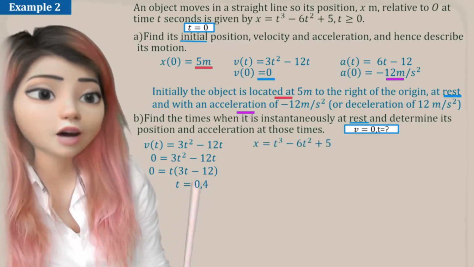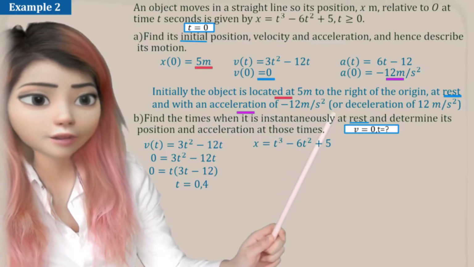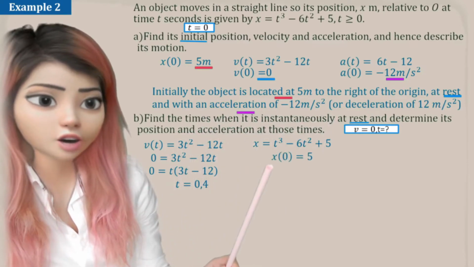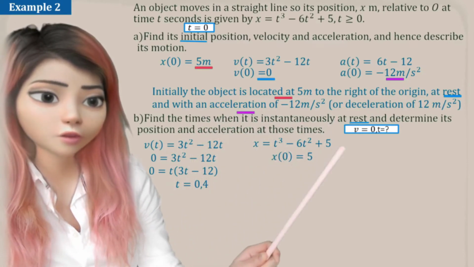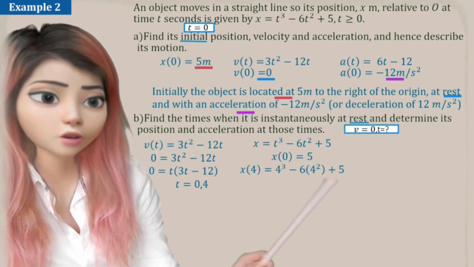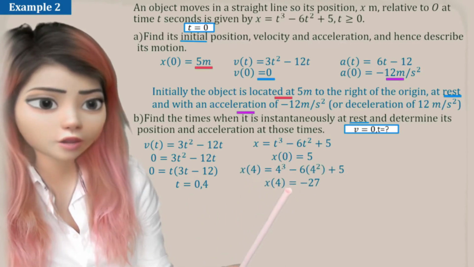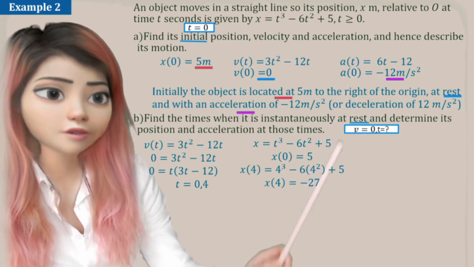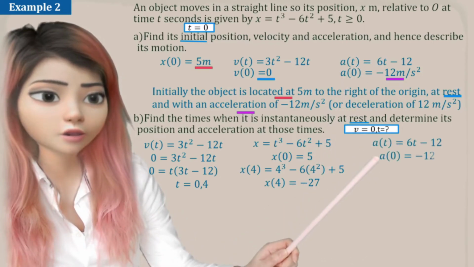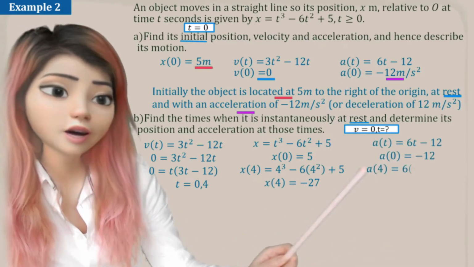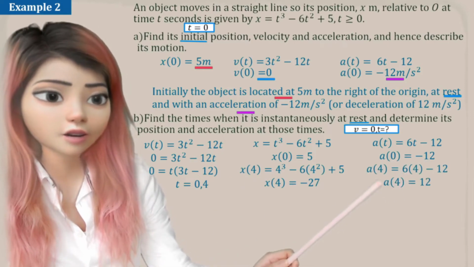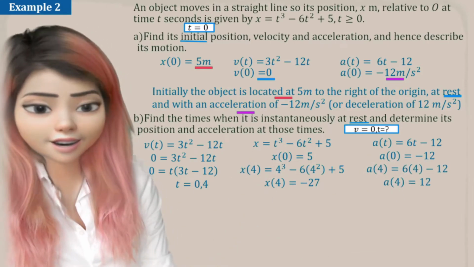So at these times, what is it asking for? Position and acceleration. So position at 0 would be 5. At 4, plug it in, it would be minus 27. Acceleration, from above, we can see a at 0 is minus 12, and a at 4 would give us 12. You can use a calculator to check these.